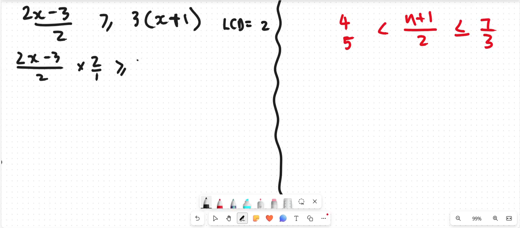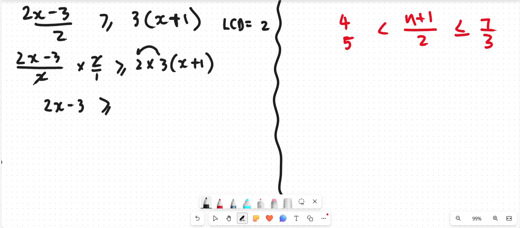Luckily, our LCD is positive, so it's really not going to affect our sign. So you need to always be cognizant of what you're doing. Am I multiplying? Is it a positive or a negative? So in this case, it just cancels, leaving me with just a 2x minus 3.